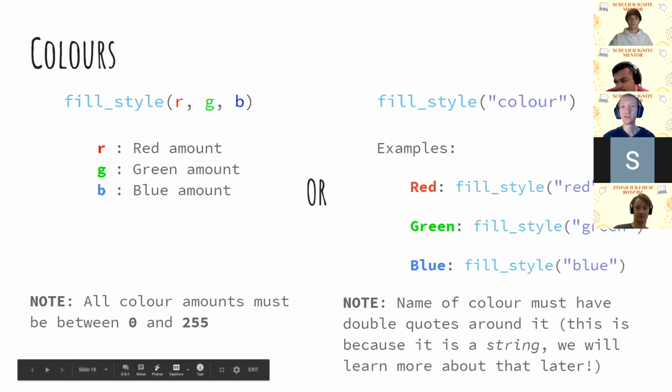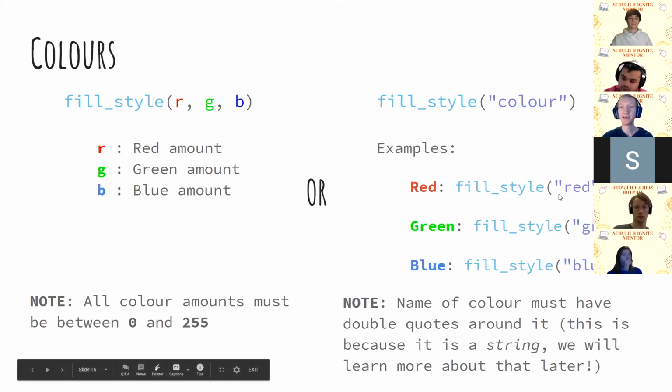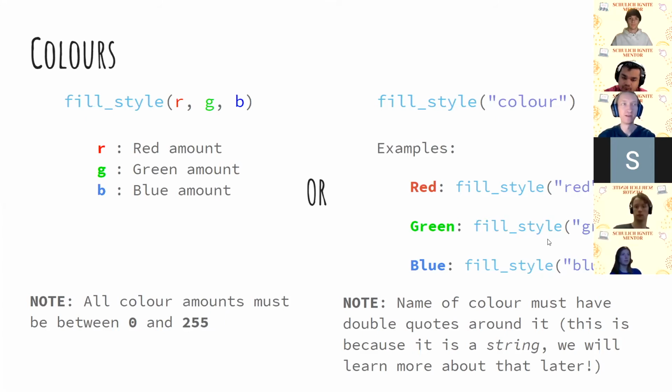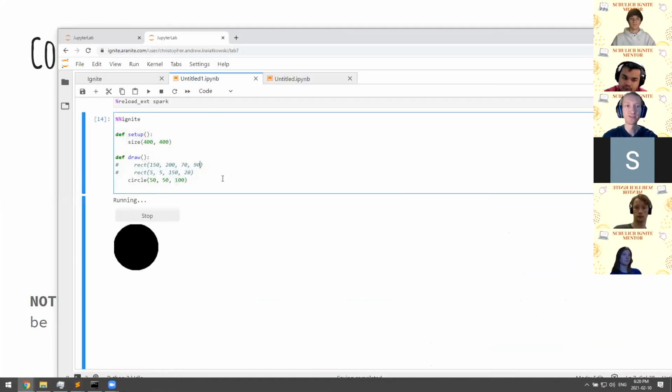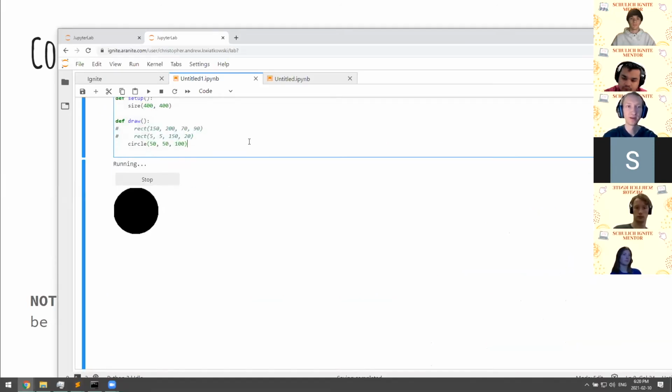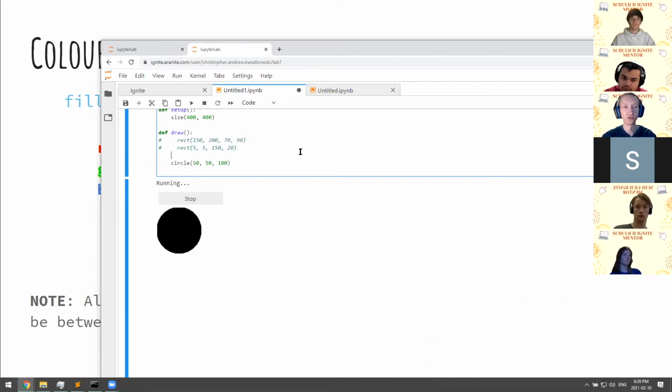And the other option is to pass in the name of a color. So if you want red or green or blue, we can put in the name of that color, and it needs to be in these double quotes. And we're going to learn in just a little bit later on that that is called a string. We'll talk about that a little bit later. So for now, let's add some colors into here. This fill style, we're going to have to call it before we draw our circle.